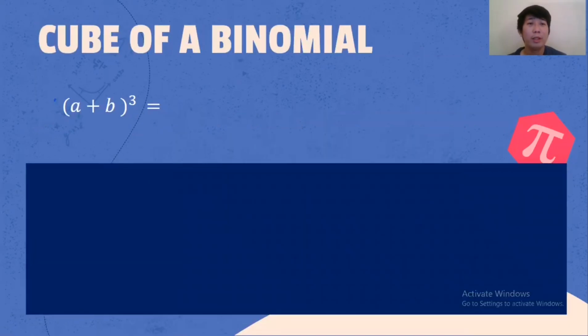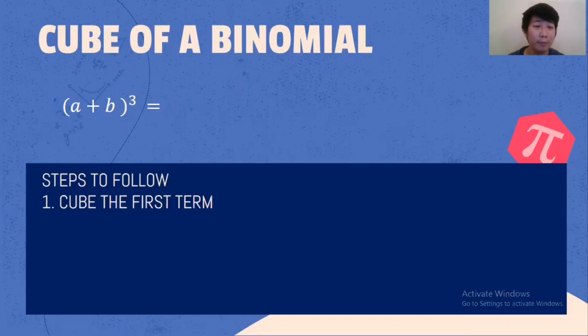The next one, cube of a binomial. So we have an example here, the cube of the quantity of a plus b, or the quantity of a plus b cubed. What are the steps to follow? First one, cube the first term. As we can see, a will be our first term and b is our second term.